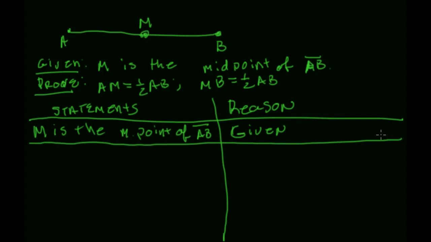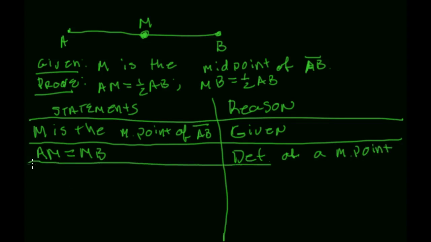Okay, so because it's the midpoint, we know that it cuts the segment into two congruent parts. We then know that AM has to equal MB. This is what it means to be a midpoint. So that is the definition of a midpoint. Okay, so we actually used an accepted statement, which is the accepted definition for what a midpoint is, to break this into an equation.